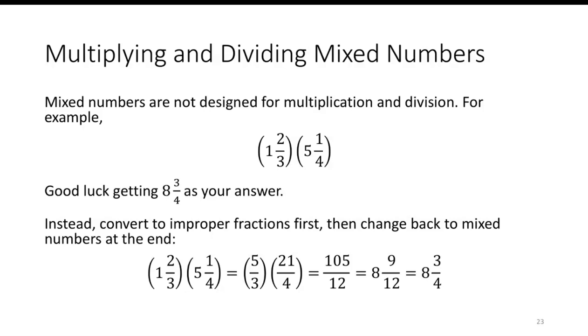Instead, we'll convert to improper fractions first, then change back to mixed numbers at the end. So 1 2/3 is the same thing as 5/3. 5 1/4 is equivalent to 21/4. Now I multiply the 5/3 times 21/4, which becomes 105/12. And then convert back to a mixed number, that's 8 9/12, which reduces to 8 3/4.